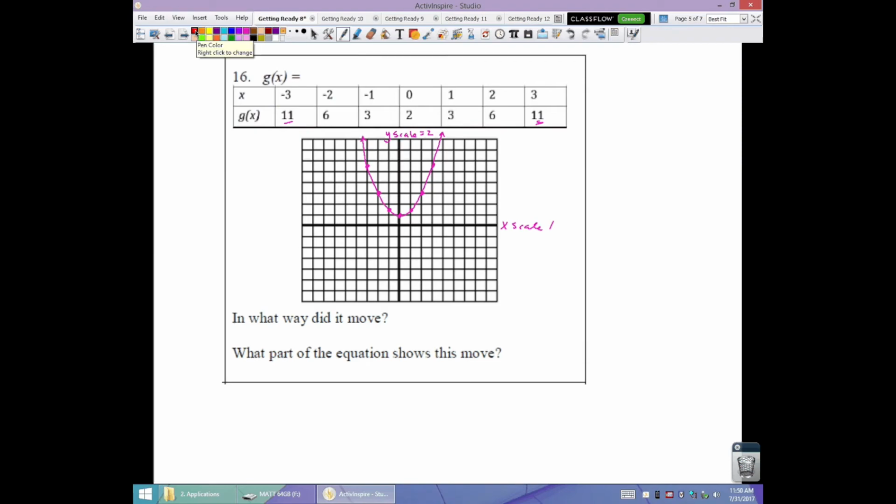If we look at just the tables, though, each of the y values here, as we compare them to the parent table above, is just 2 above. Instead of 0, 0, we see 0, 2. Instead of 1, 1, we see 1, 3. Instead of 2, 4, we see 2, 6. So each one, we've added 2 to the y value. So this graph really only moved up 2, right? Just like we did in 15, that is controlled by the k value. So our equation is x squared plus 2.